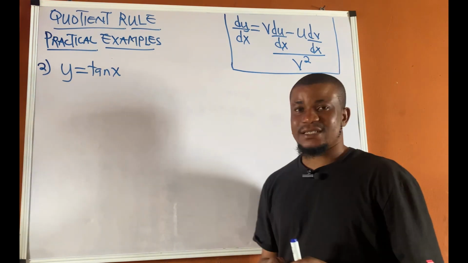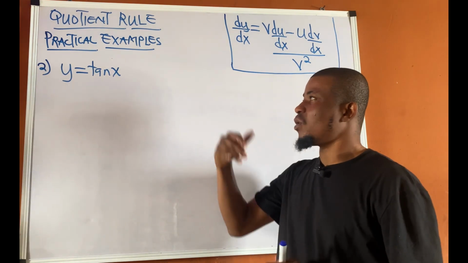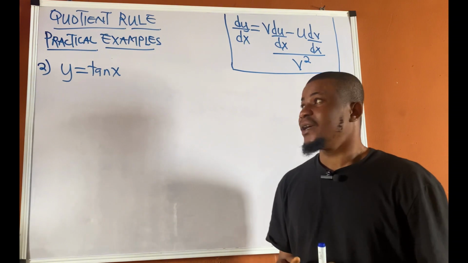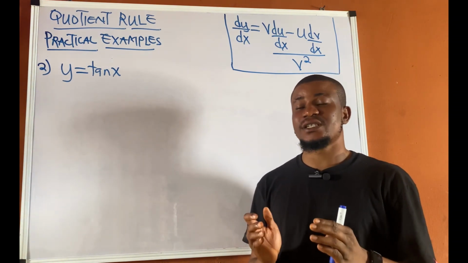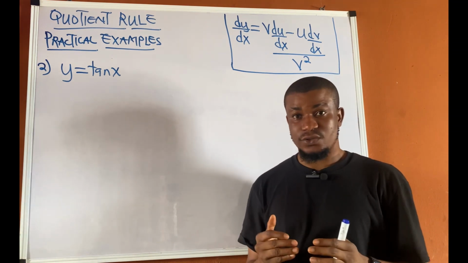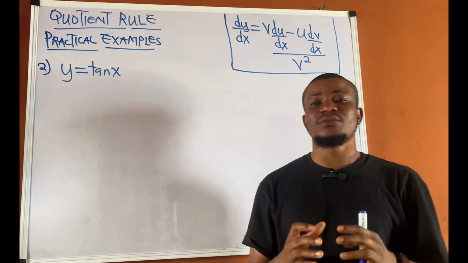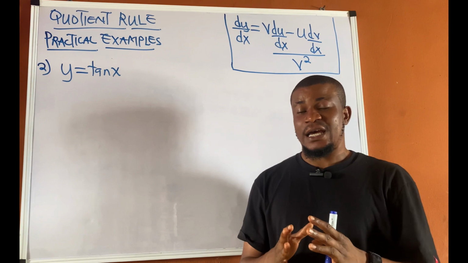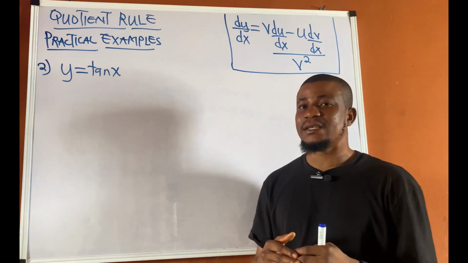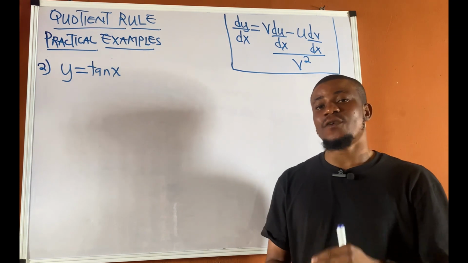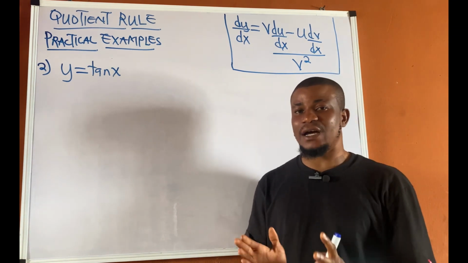Let's also look at this example. y equal to tan x. Alright, and from this example, we'll see how to differentiate trigonometric functions, right? Now, whenever you see a trigonometric function and you are asked to differentiate this function, the first thing that should come to your mind is to simplify this function to its basic trig values.